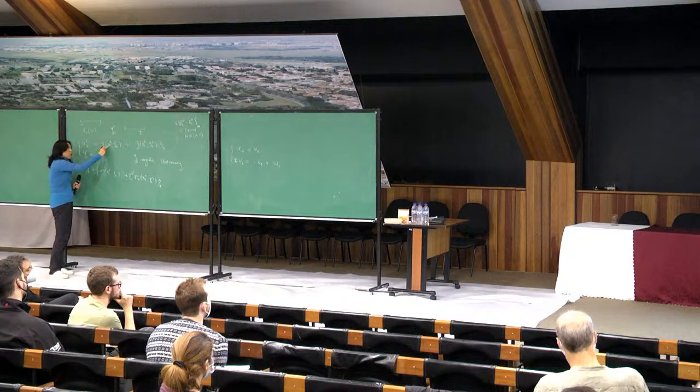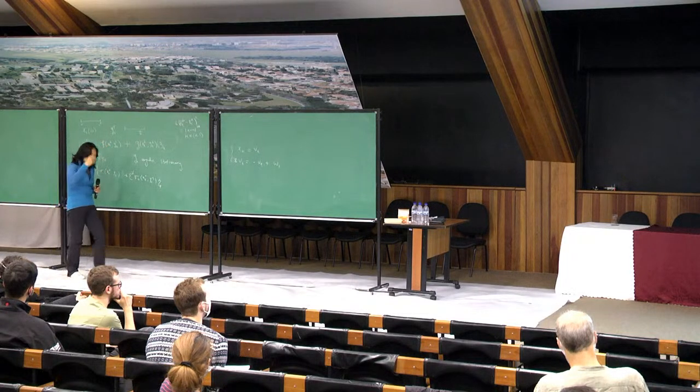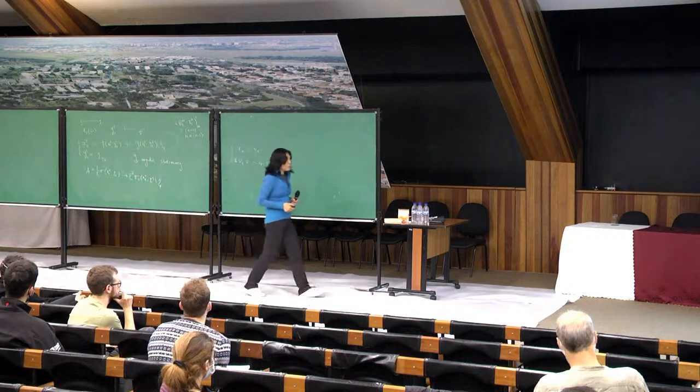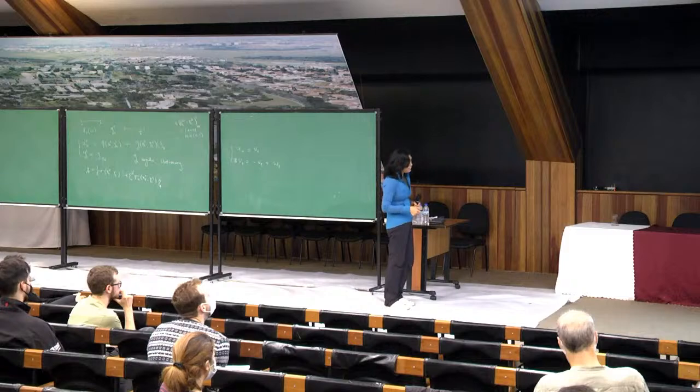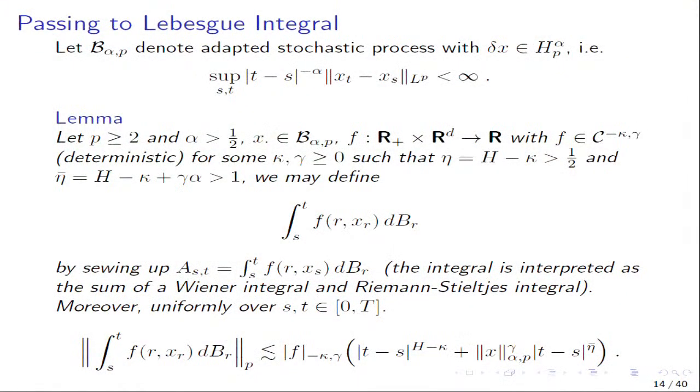So I take an arbitrary object, not the answer, but an arbitrary process, and we use it to define this process. So X in principle is what the solution is going to be, but we take it static. So we want to show this converges. And F is quite weak, it is C minus kappa in time. And so under some conditions, technically, we could construct this integral by sewing up this integral.